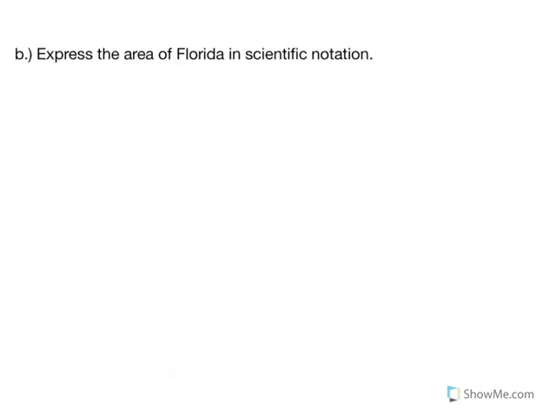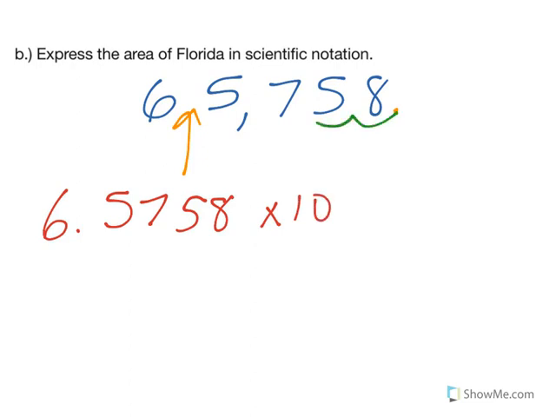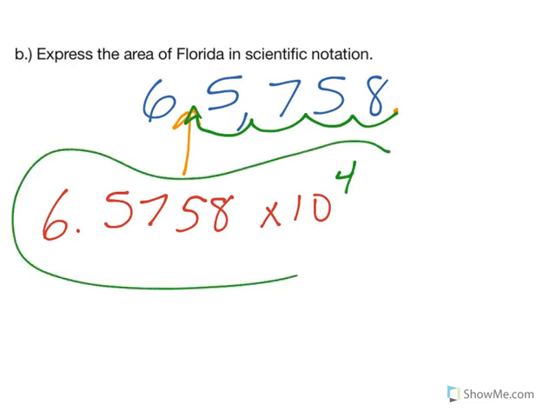Now the area of Florida, 65,758. Well, the decimal's at the end, and I want to move it between the 6 and the 5. So 6.5758 times 10 to the 1, 2, 3, 4. And looking at the front number, it's between 1 and 10, so voila, that is scientific notation.